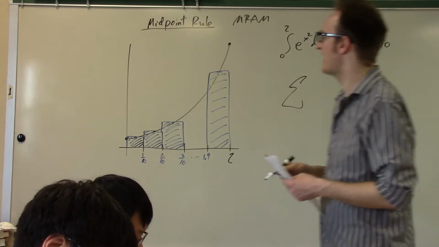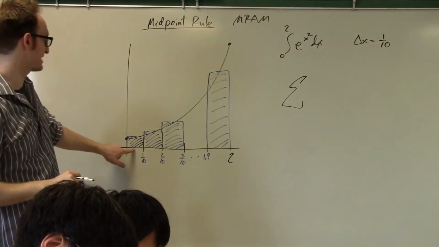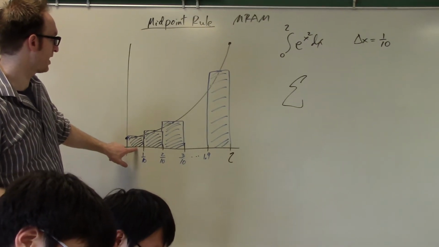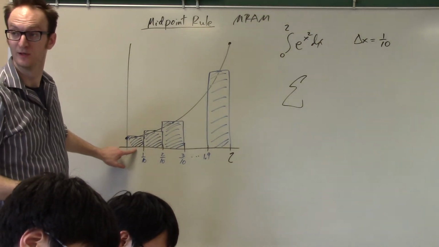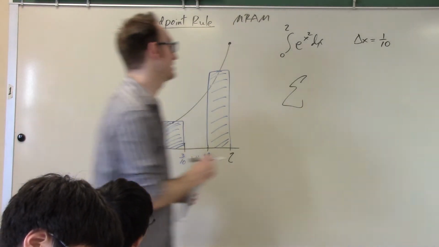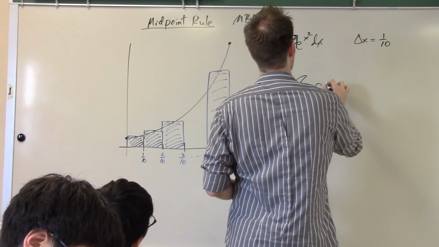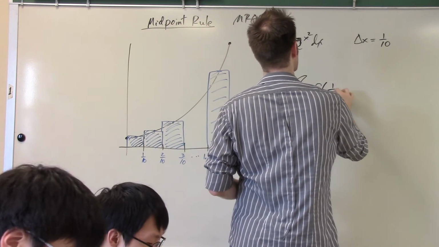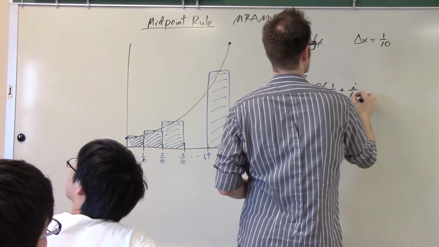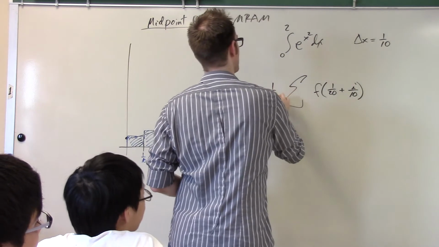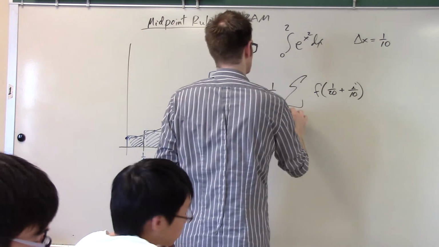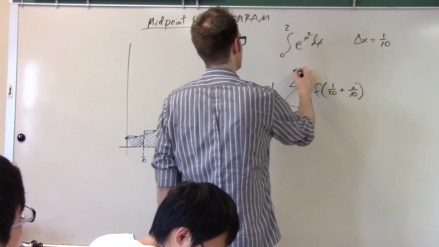Where's the first rectangle going to be? The first rectangle is going to be f of 1/20th. So this is going to be basically like f of 1/20th plus i over 10. This is a little bit tricky, but I think maybe it's not so tricky. I want to go from 0 to 19.